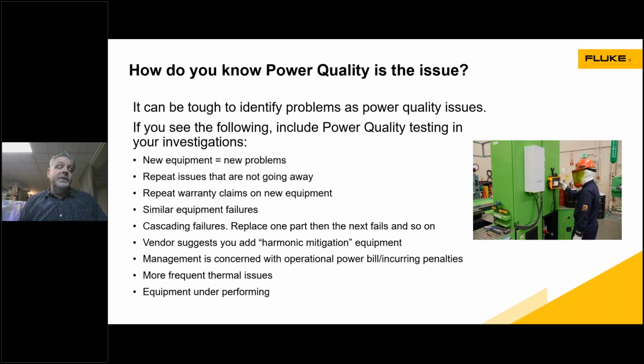Vendors, if you have vendors that come to you and say, hey, let's put in this product, and by the way, little asterisk, you might want to take a look at some harmonic mitigation on the equipment. That's usually an indication that they may be solving one problem but creating another through harmonics. As far as management's concerned, obviously billing and incurring penalties, if we can get a handle on that, again, the tools themselves can pay for any mitigations or any equipment costs to get to that point. You may have more frequent thermal issues, and equipment itself might be underperforming. So there's just an idea of what power quality might be the issue.